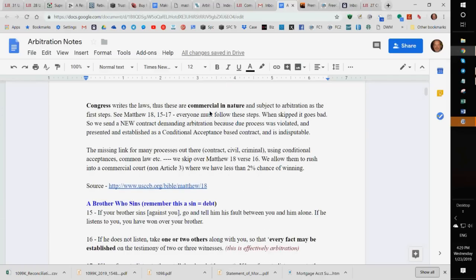So remember, Congress writes the law. They're all commercial in nature. They can only regulate what's going on in the District of Columbia and interstate or international commerce. Again, the study material I'm going to give you has plenty of references on this. But for me, the big one is Matthew 18, verses 15 through 17, and actually through 20. You must know what these mean and what they were written for. It is a commercial instruction.